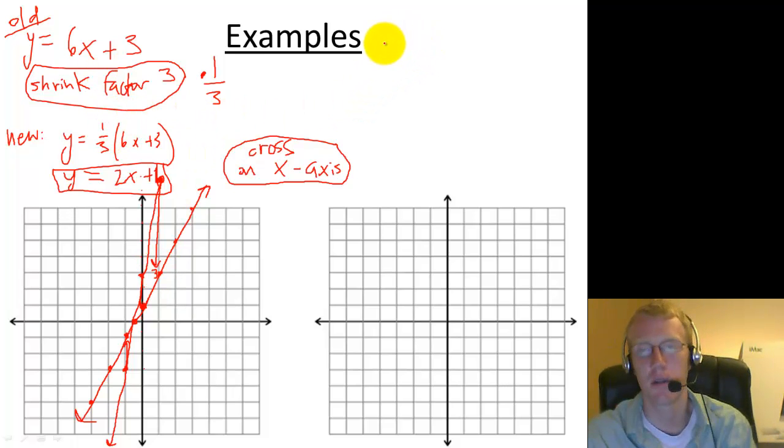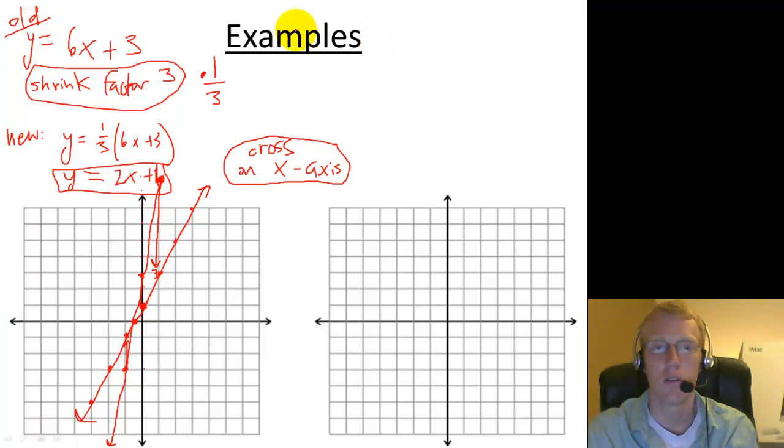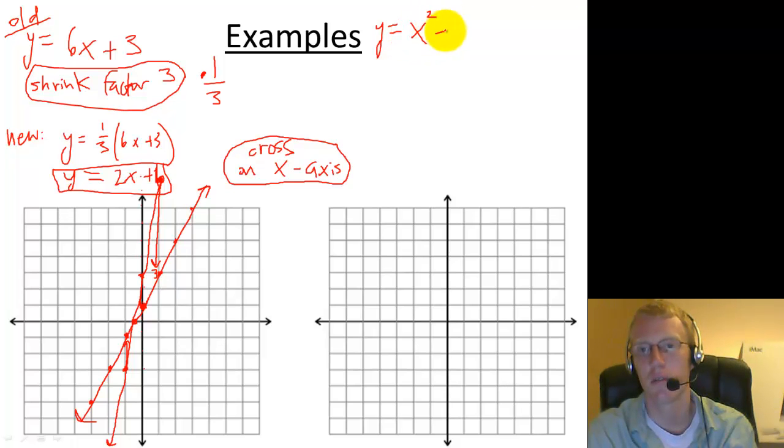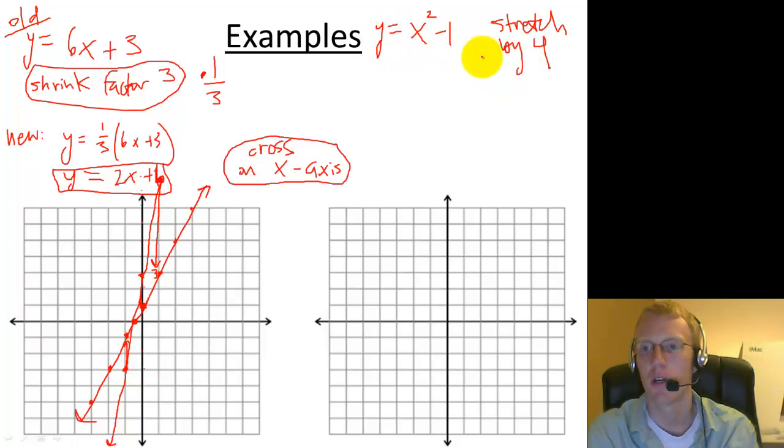All right, let's take a parabola, as we do a linear and a parabola to see the different cases. Let's do y equals x squared minus 1, and we'll stretch by a factor of 4. Okay, so our new equation is going, that's old, label that.